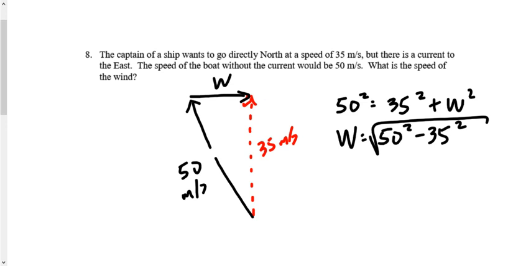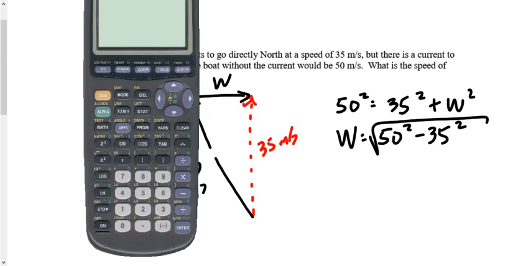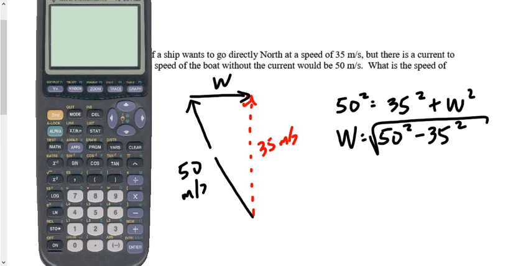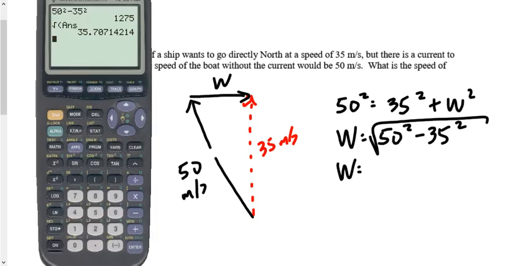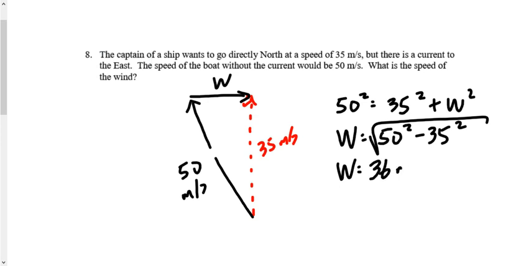So let's go through that one on our calculators just to make sure we can do that as a group here. We're going to say 50 squared minus 35 squared gives me a value of 1275. Let's square root that. And we get a value here of 35.7 meters per second. We're going to round that to 36 meters per second. Is that right? Yeah. Okay. Yeah, that makes sense, actually.